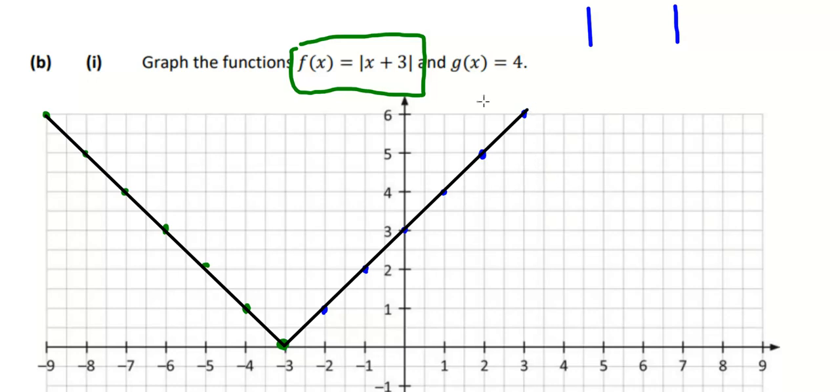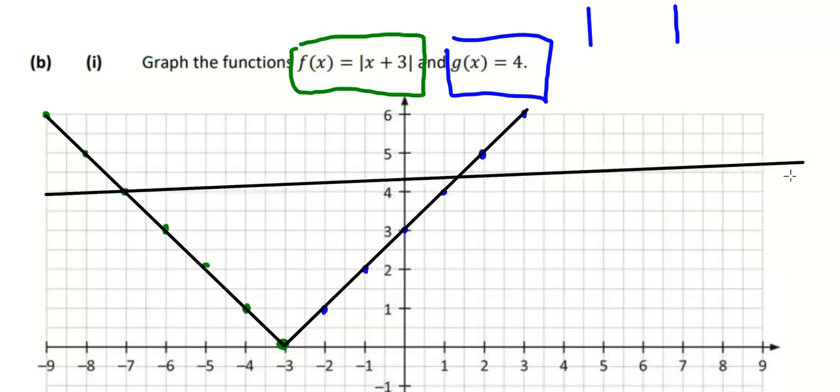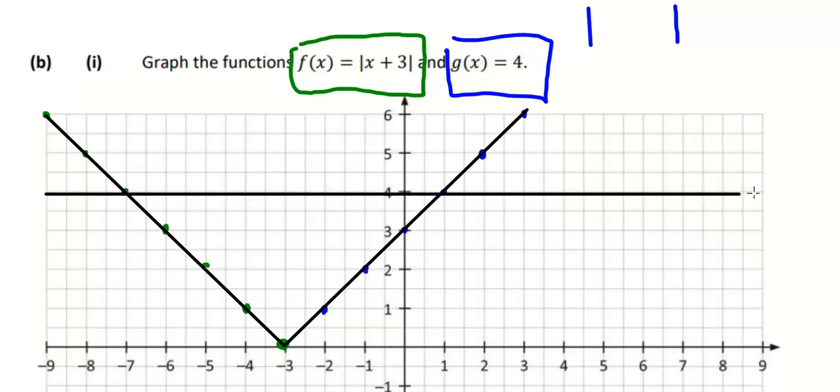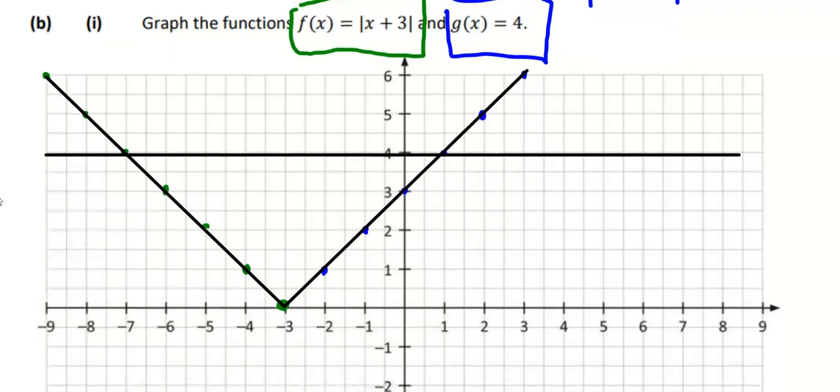Okay. Now, how'd you do the next part? Straight line going across, isn't it? And that's the line at y equals 4. A line at y equals 4. Okay. That'll get you full marks. 5 out of 5, I believe.